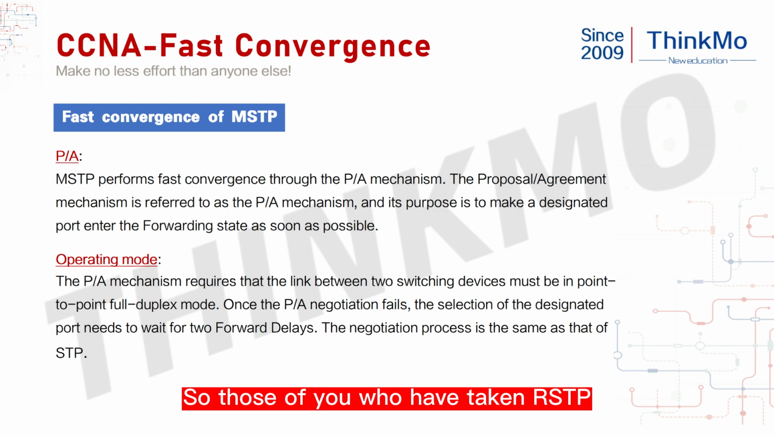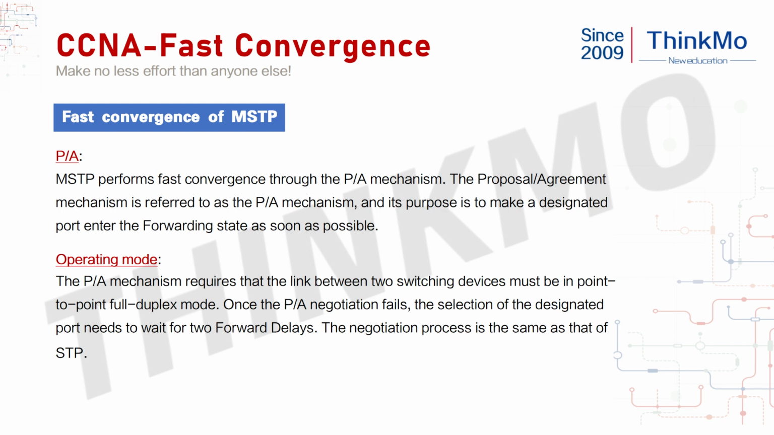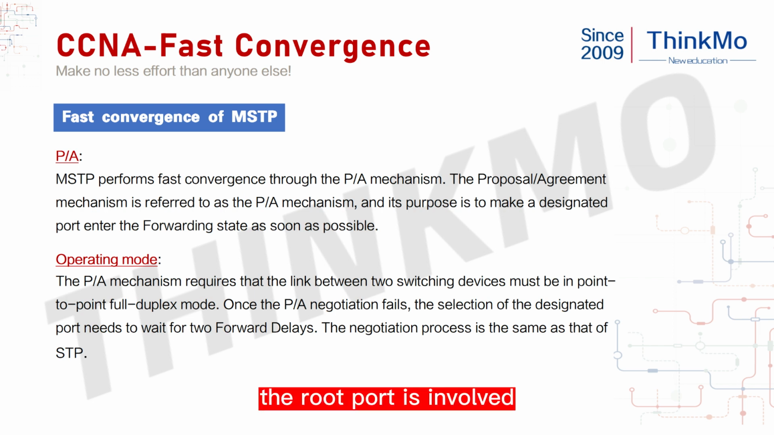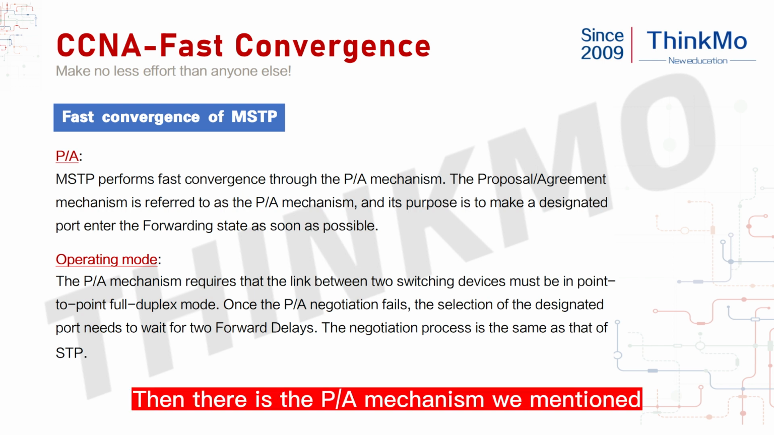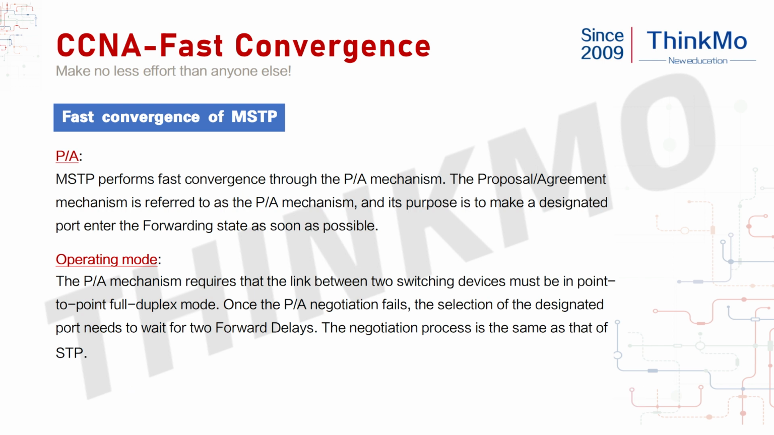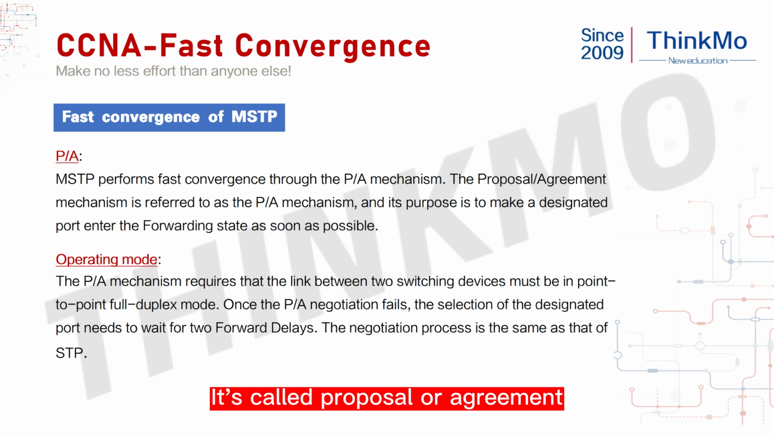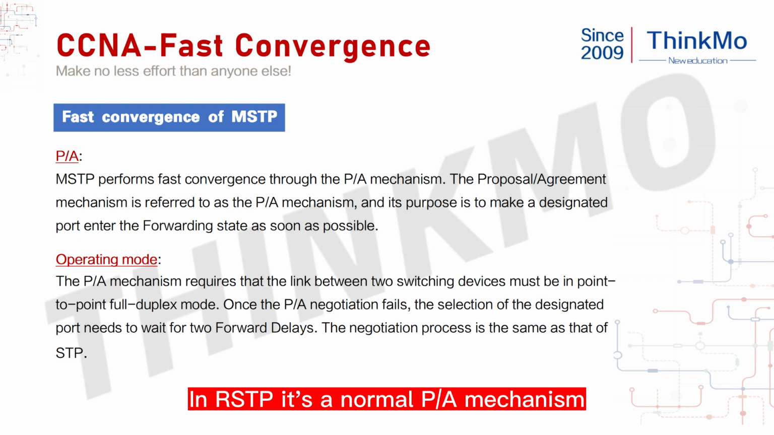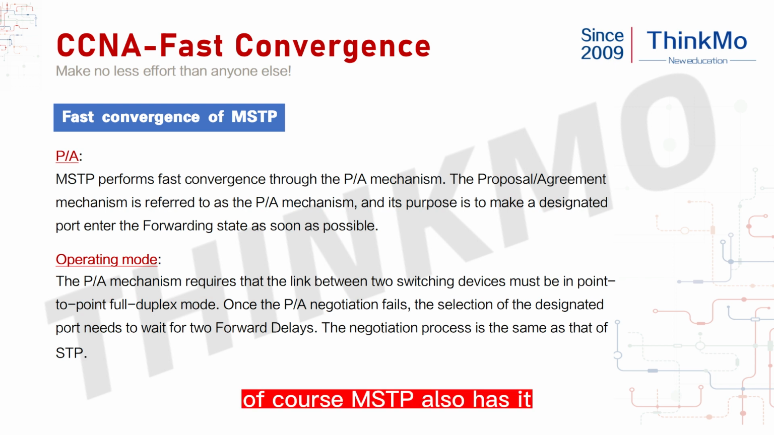Those of you who have taken RSTP should be clear on this. It involves a fast convergence mechanism: the root port, the edge port, and then there is the PA mechanism we mentioned, called proposal or agreement. In RSTP, it's the normal PA mechanism. Of course, MSTP also has it.